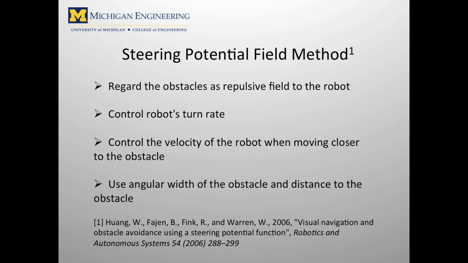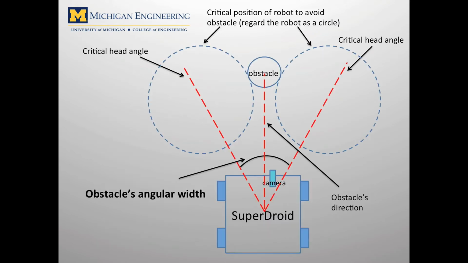The method I'm using to implement obstacle avoidance is called the steering potential field method. It regards the obstacle as a repulsive potential field to the robot. The robot will move where there's least potential. It controls the robot's turn rate and also the velocity of the robot when moving closer to the obstacle. It uses angular width and the distance to the obstacle, so that a larger and farther obstacle will have equal impact on the controller's behavior as a smaller and closer one.